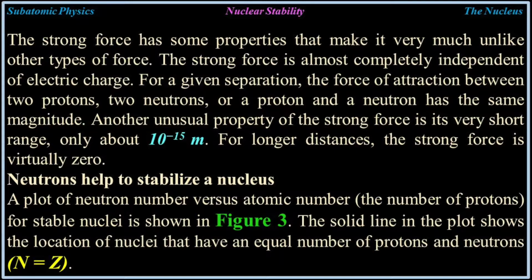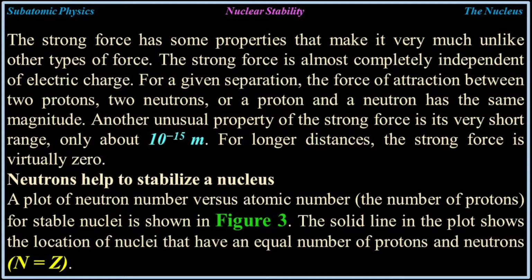The strong force has some properties that make it very much unlike other types of force. The strong force is almost completely independent of electric charge. For a given separation, the force of attraction between two protons, two neutrons, or a proton and a neutron has the same magnitude. Another unusual property of the strong force is that it is very short range, only about 10 to the negative 15 meters. For longer distances, the strong force is virtually zero.